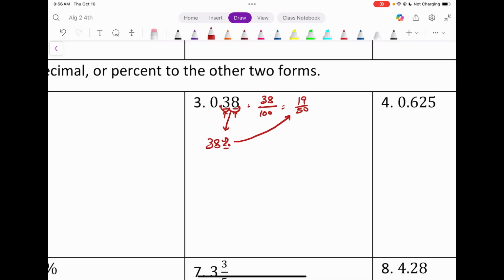Now, we could go from percent to fraction in this way. The word percent actually means out of 100. So we could do 38 out of 100, like we did before, and then reduce it.